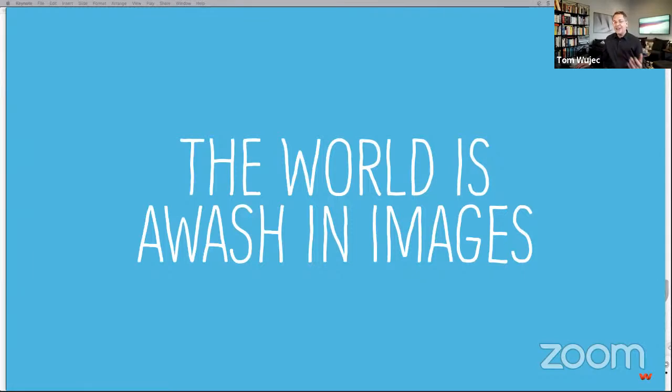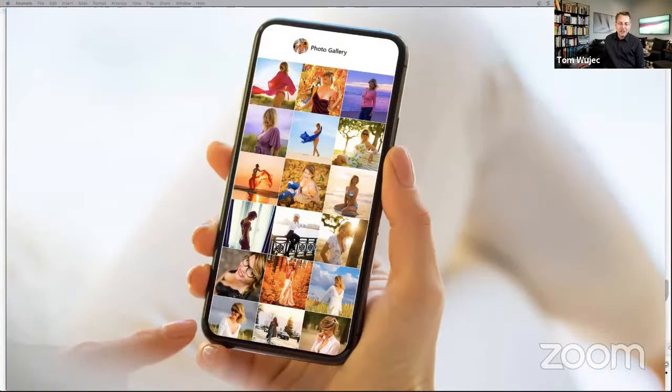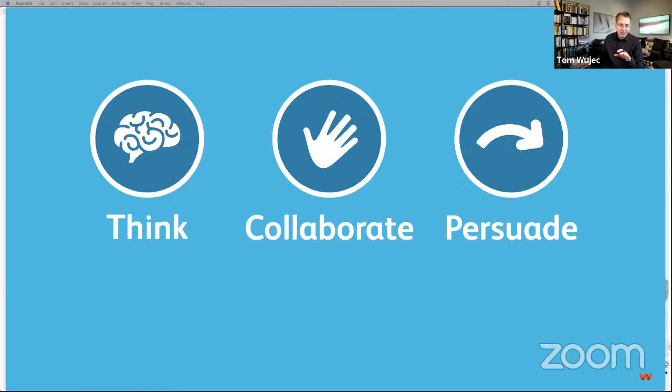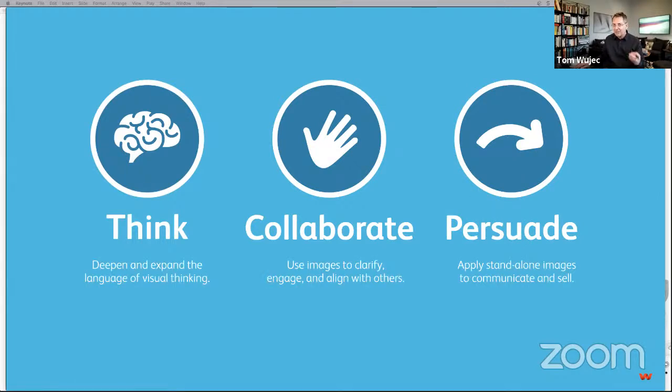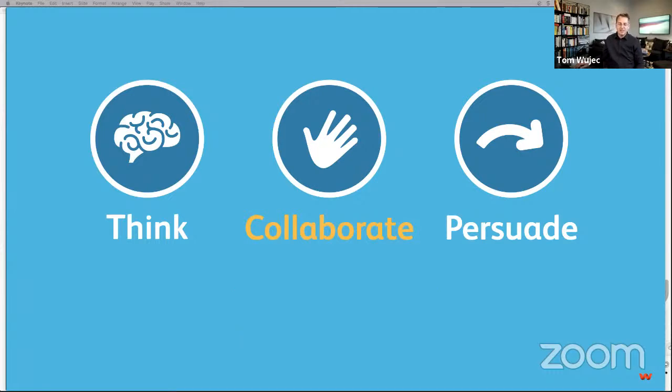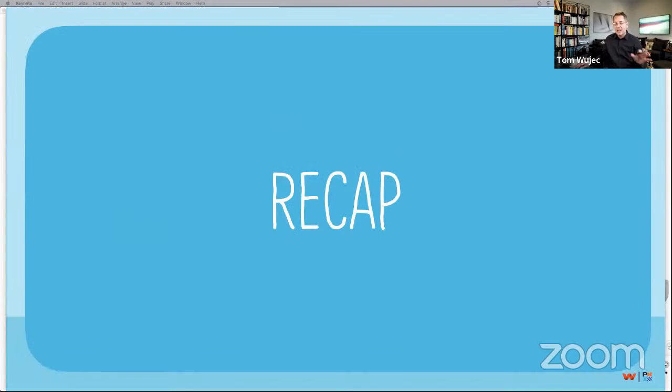So in a nutshell, the world is awash in images. We are surrounded by images more than ever. And the ability to think, collaborate, and persuade is more important and vital than ever, because doing this visually allows us to explore our thoughts and others' more deeply and broadly. We can use images to collaborate and engage with others for several purposes. And thirdly, we can help pitch, persuade, and sell ideas visually. This, by the way, is founded on systems seeing the world as an interconnected collection of nodes, links, and territories. We're going to, as I mentioned, focus on the collaboration part, but first, a recap.